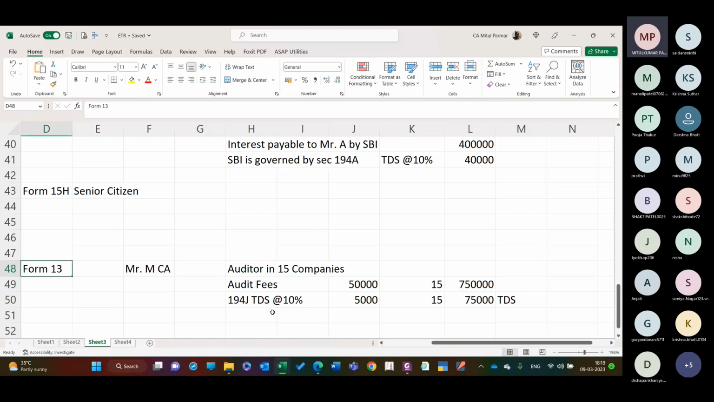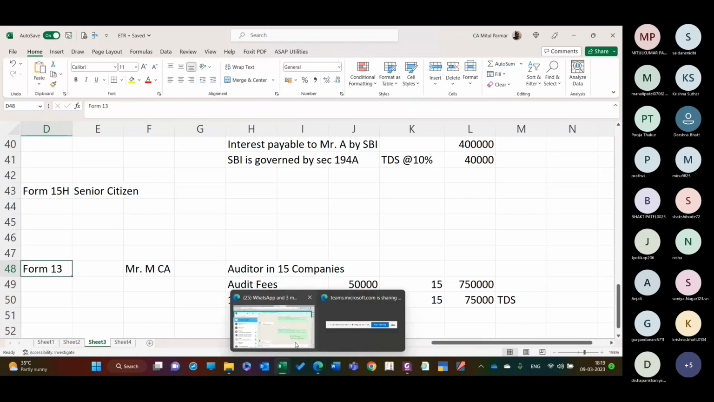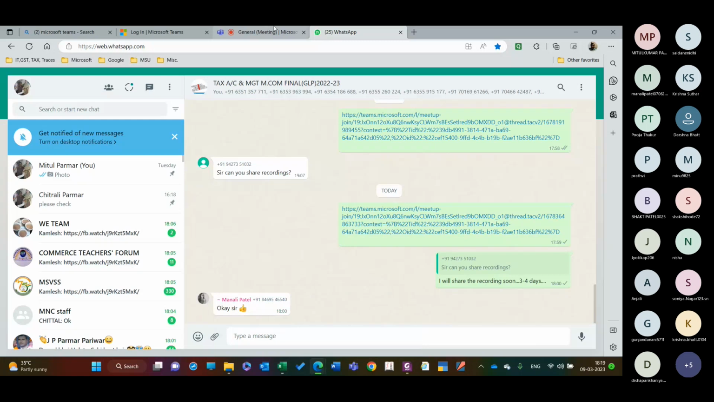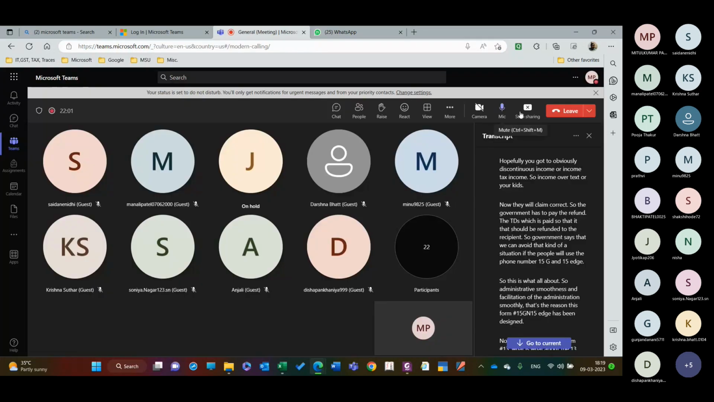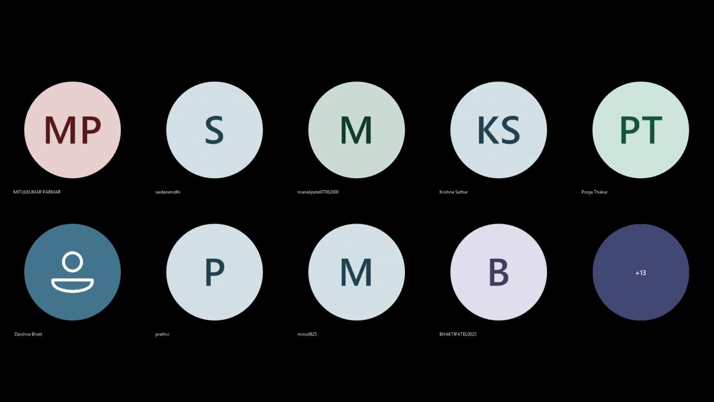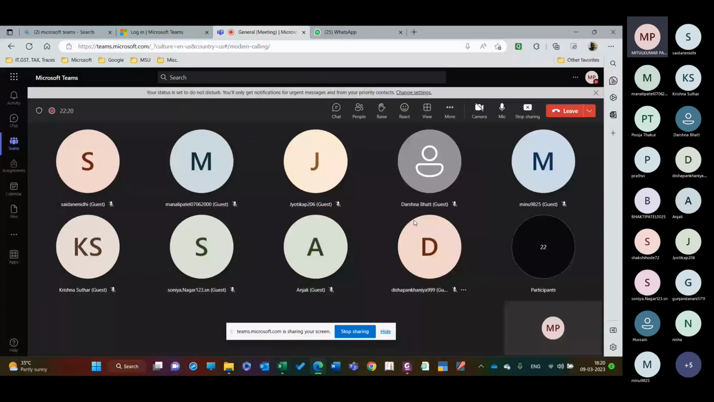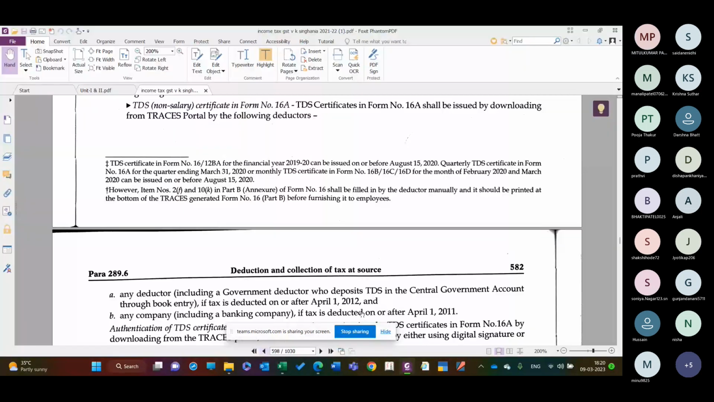In Form number 13, स्क्रीन नहीं दिखाई दे रही. स्क्रीन नहीं दिखाई दे रही. नहीं. Okay, let me, yeah. Okay, fine. So now I've tried to, now is it visible? Yes.